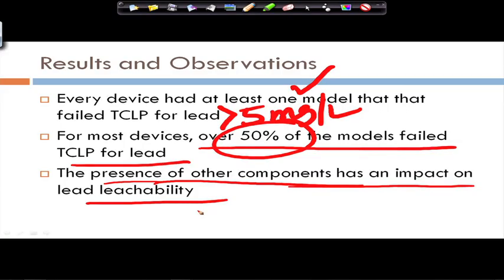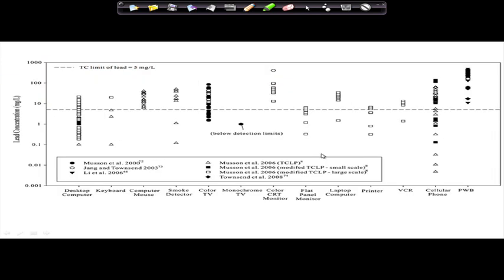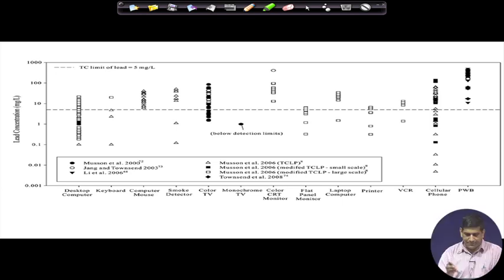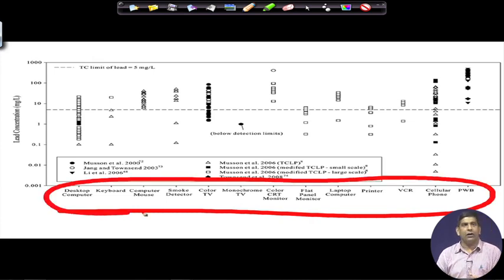So lead leachability increases in the absence of iron. Here is a literature review of the different lead leachability values that have been shown. This is a log scale, and here are the different types of electronics that are out there.